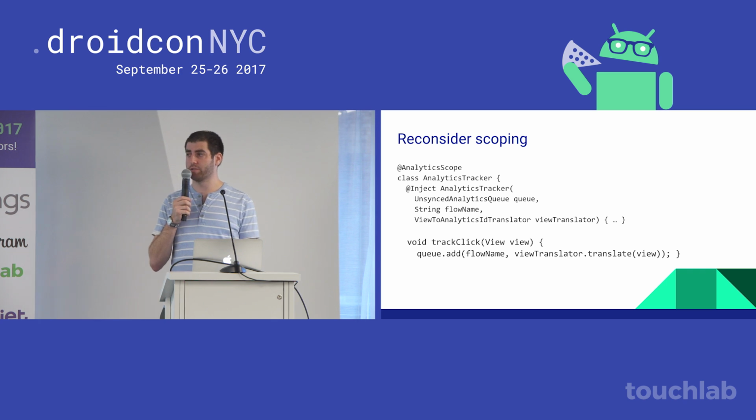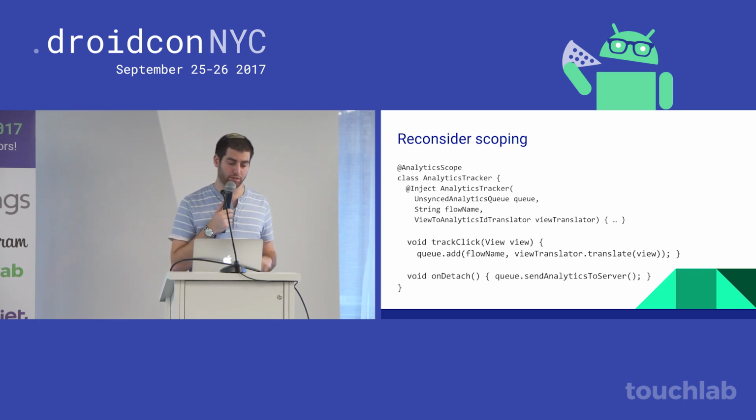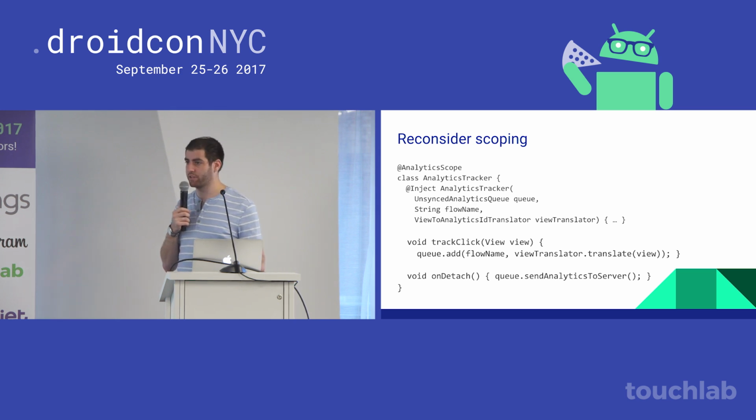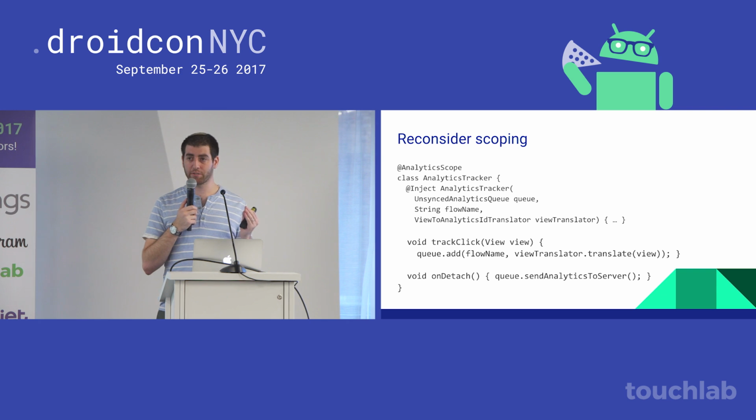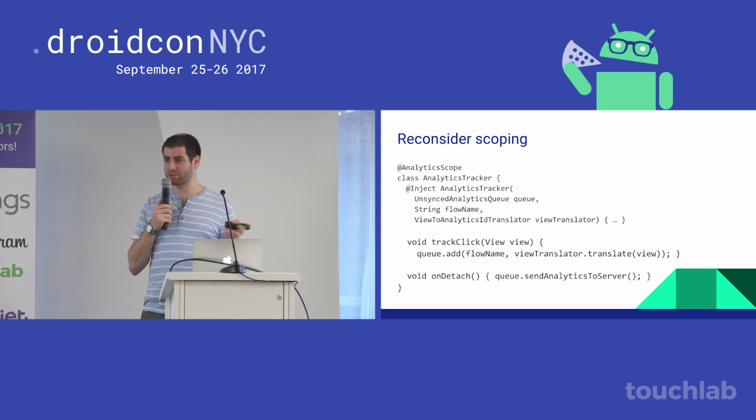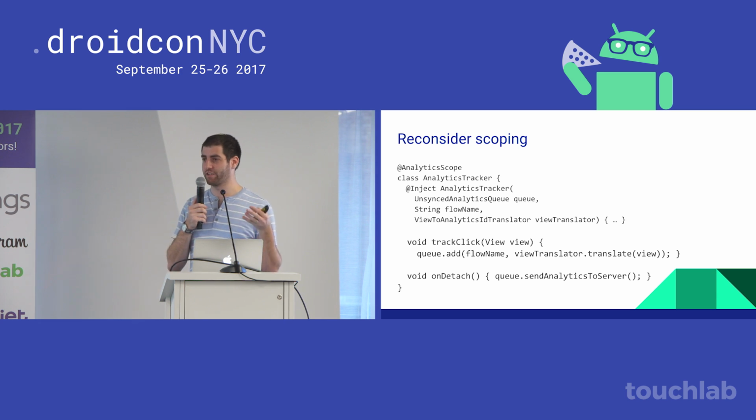And every time that a view is clicked, you're going to add something to this queue with a flow and this translated view. And whenever you on-detach of your fragment or similar lifecycle method in your activity, you're going to flush and send all the analytics to the server. This seems fine, but the only thing that really needs any state or to be saved across different injection points is this queue. If you injected multiple analytics trackers, the flow name, it's a string that's immutable. Recreating it, even if you're computing it, should be inexpensive. And this analytics to ID tracker, that should be stateless.